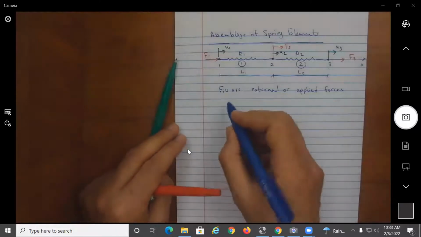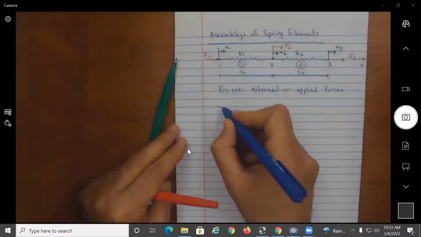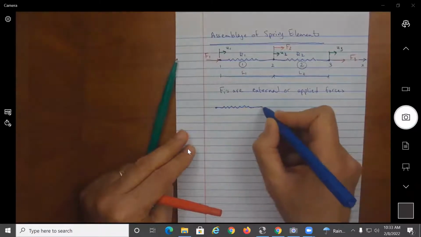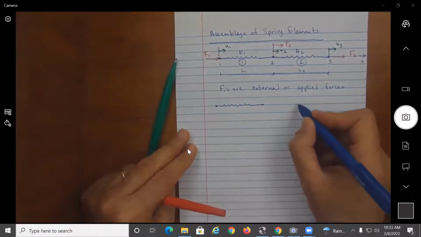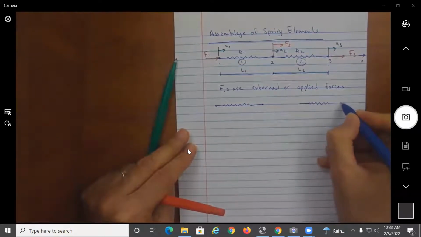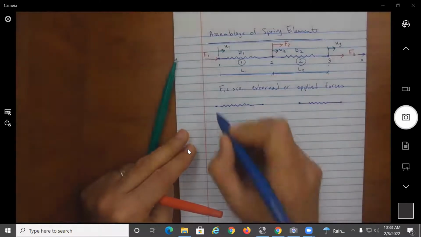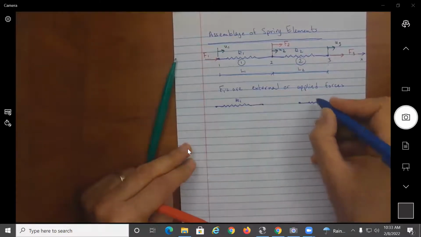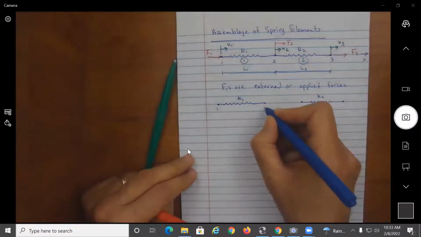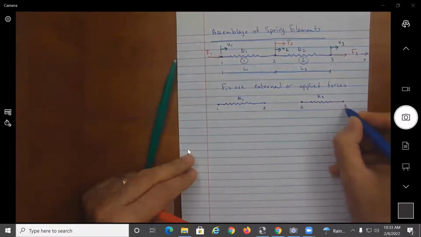Next, I am going to separate the elements and look at each element separately. So I'm going to look here at element 1, and here I'm going to be looking at element 2. So this has a K1, this has a K2. This is node 1, this is node 2, this is node 2, this is node 3.